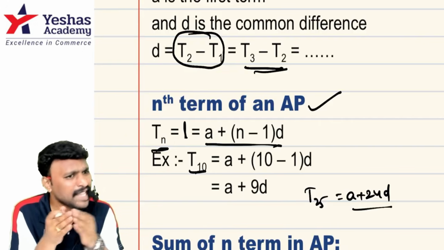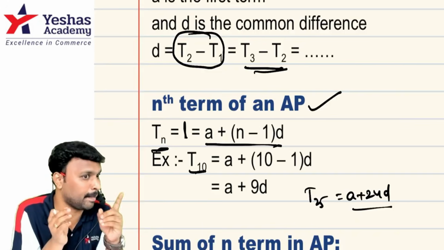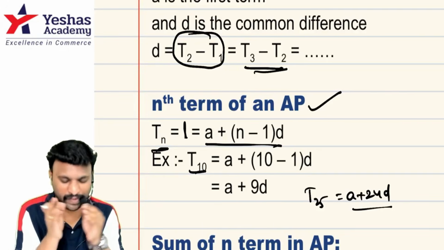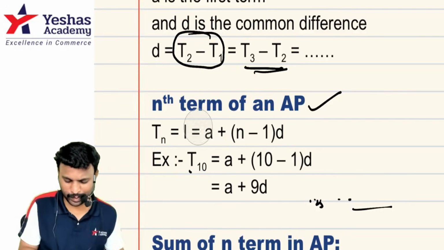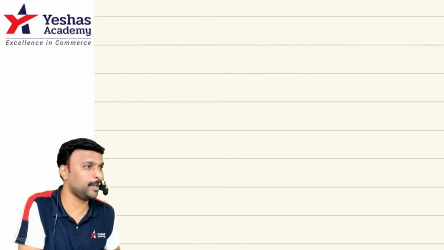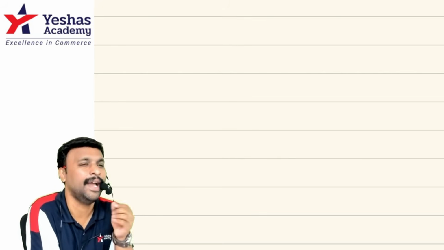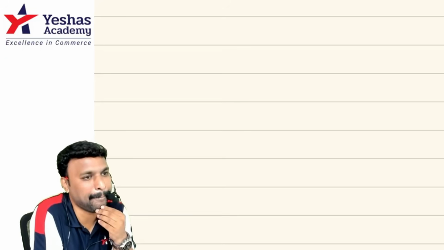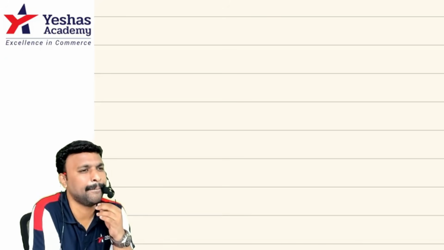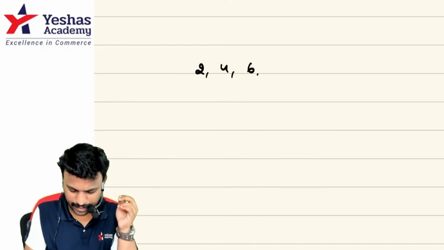Now, the next concept that we are going to see is the sum of n terms of an AP. Sum of how many terms? n terms of an AP. I'm going to derive it, so that we see how we get that sum formula. Can you give me an AP? Just give me an AP. 2, 4, 6, 8.